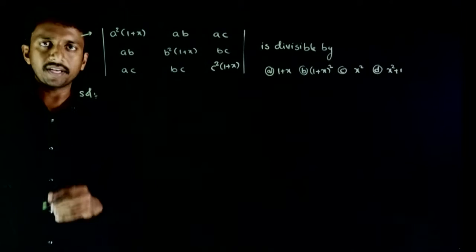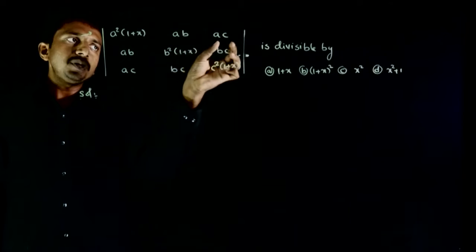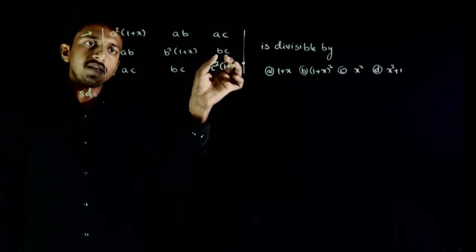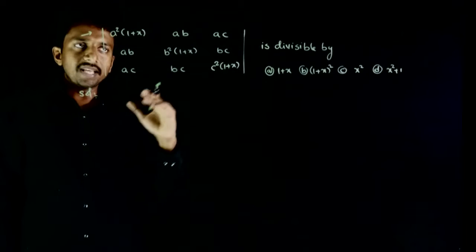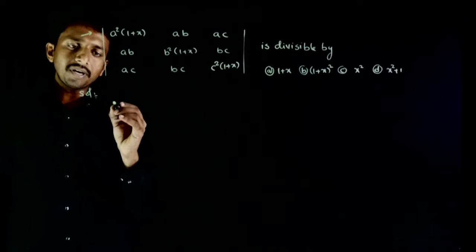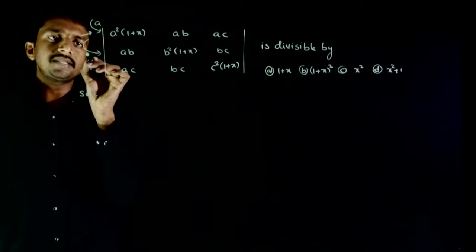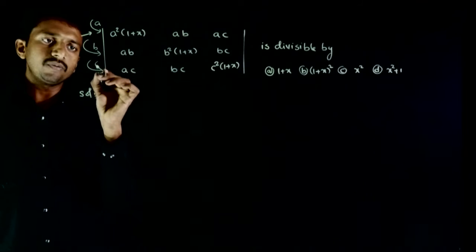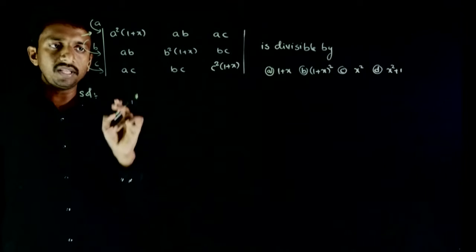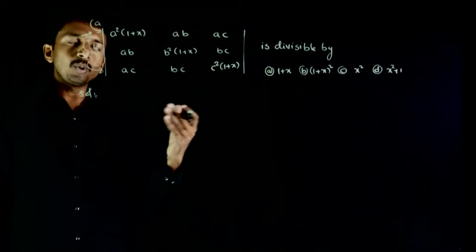So let us try to simplify this. यहाँ a square है, so I'll try to convert these into a squares. AB, AC, BC को a square, b square, c square में कन्वर्ट करने के लिए standard technique is this. I'll multiply the first row with A, the second row with B, the third row with C. So the delta will become ABC times more than the real delta.